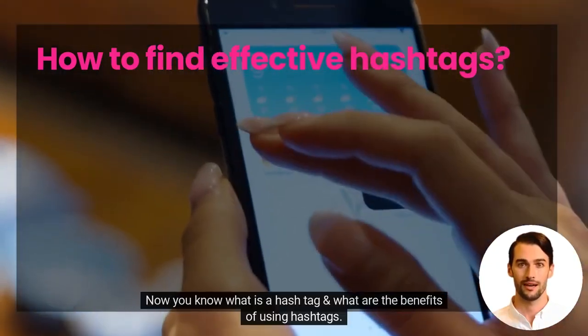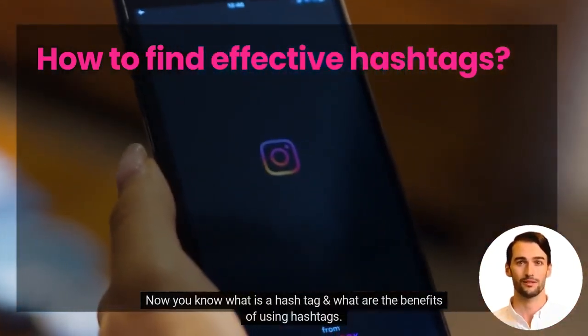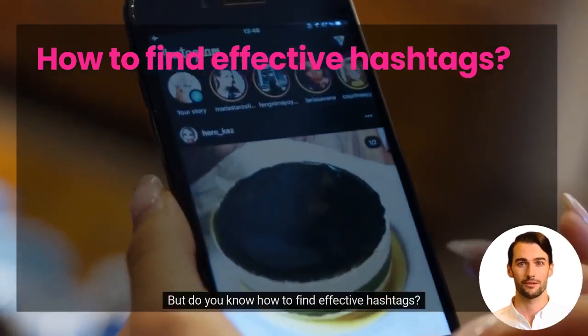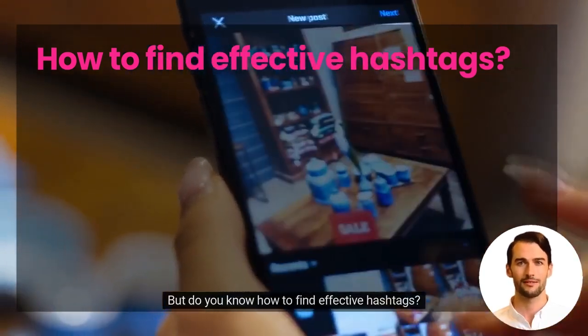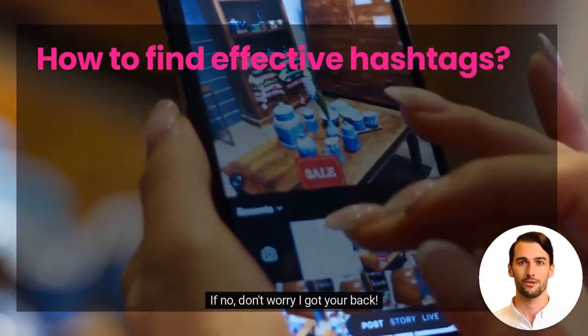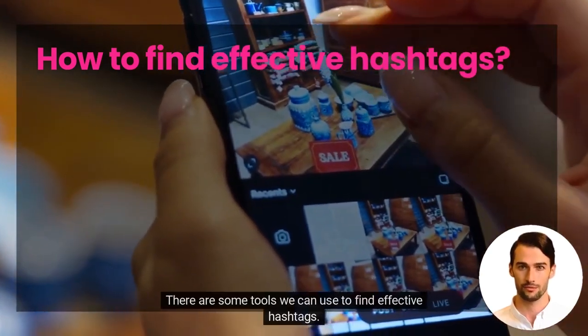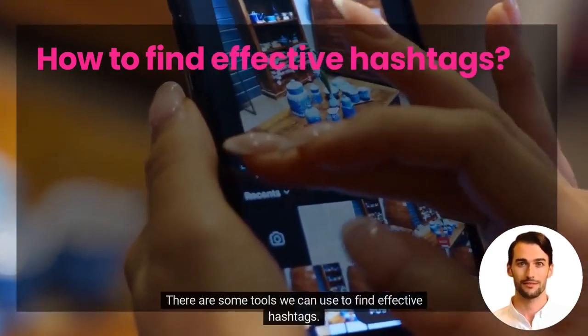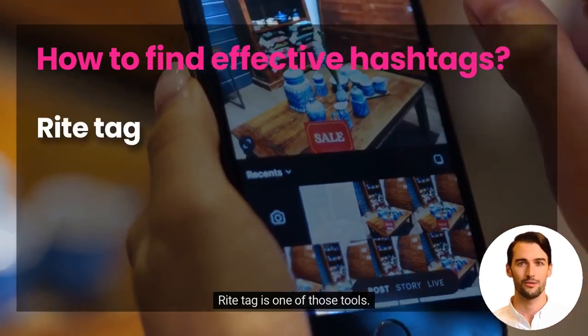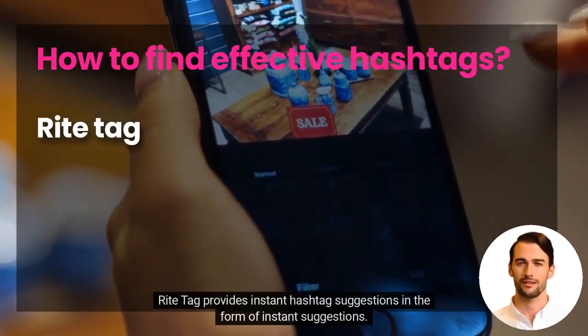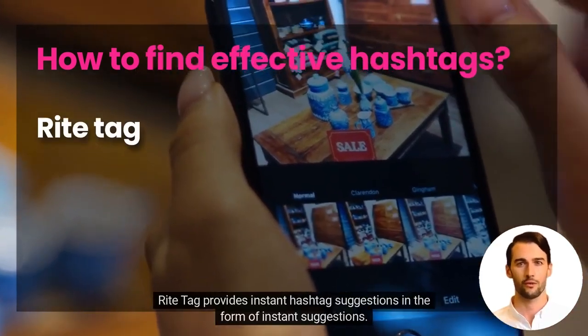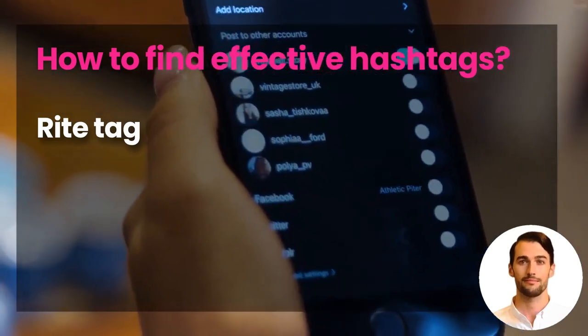Now you know what is a hashtag and what are the benefits of using hashtags. But do you know how to find effective hashtags? If no, don't worry, I got your back. There are some tools we can use to find effective hashtags. RightTag is one of those tools. RightTag provides instant hashtag suggestions.